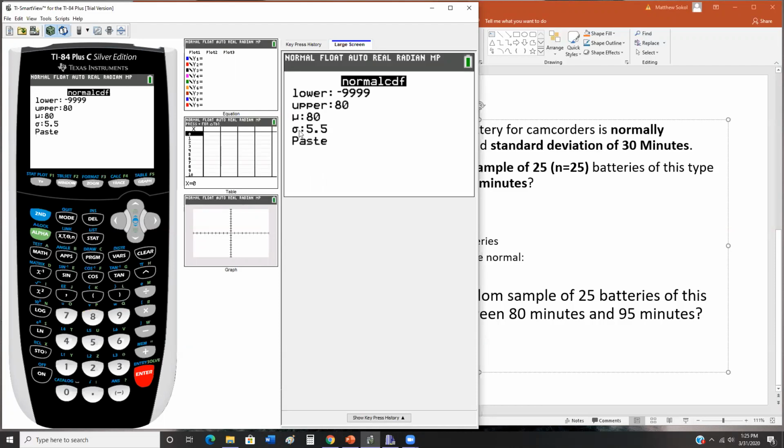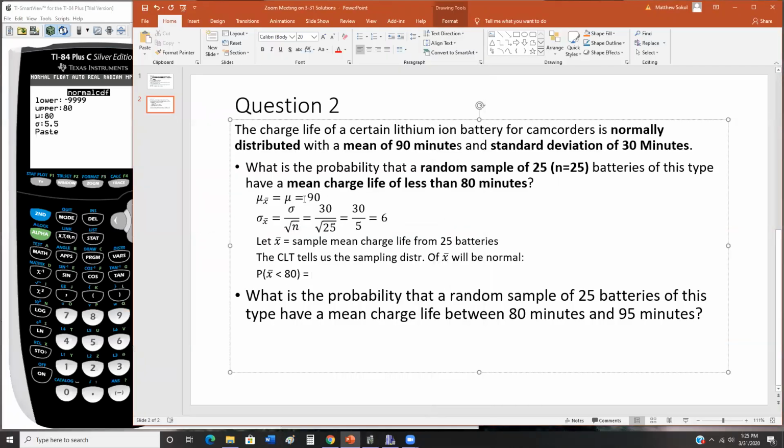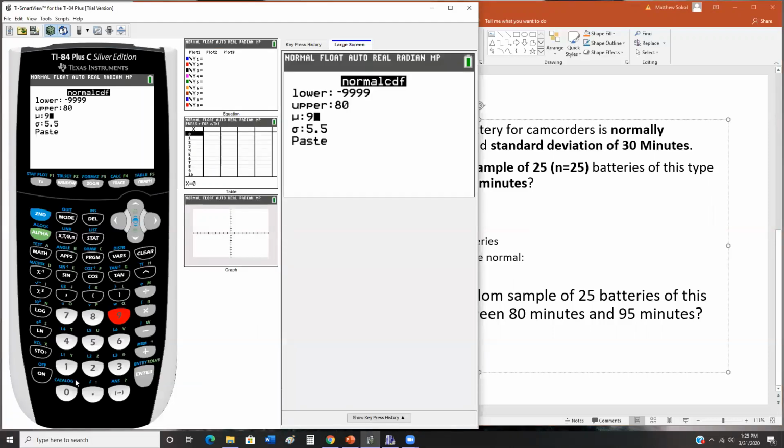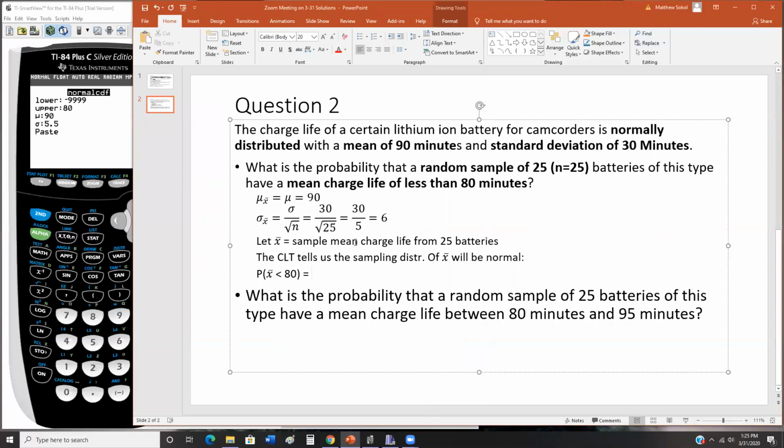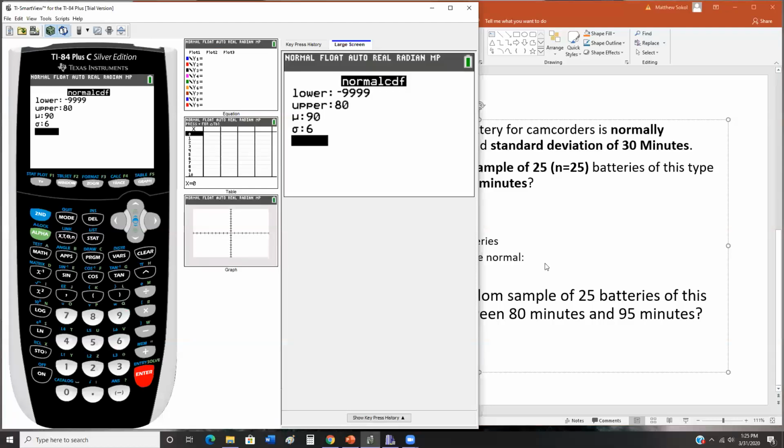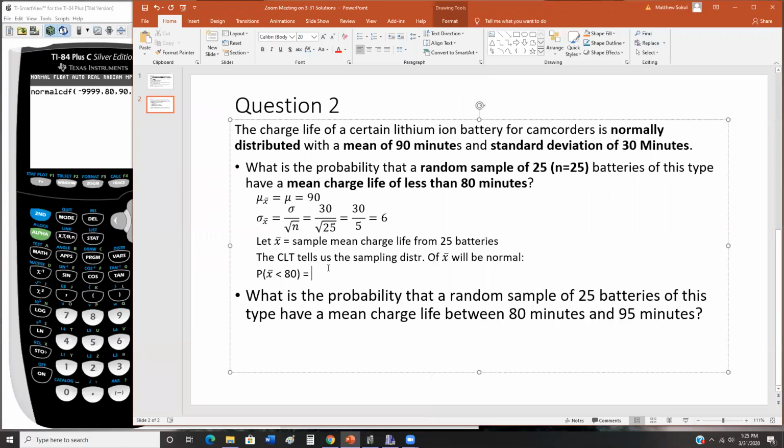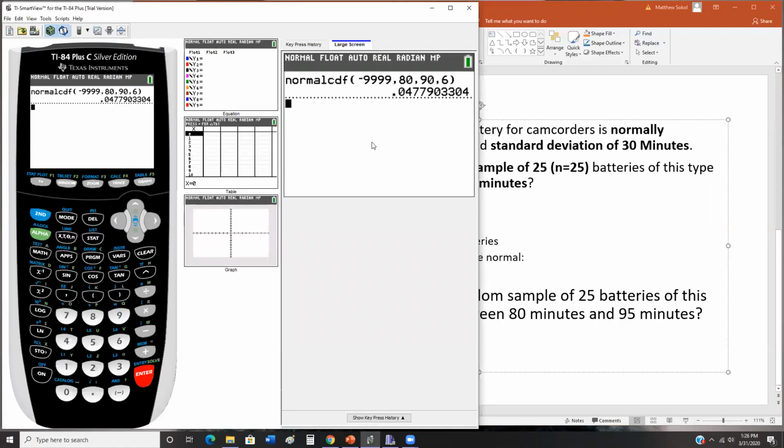And then for the mean and standard deviation, you're going to use this value for the mean, which is 90. And for the standard deviation, this is where sometimes people make mistakes with these problems. You do not use this value here. You do not use 30. You use this value that you calculated here, which is 6. So this problem is solved as normal CDF negative 999, comma 80, comma the mean was 90, comma the standard error here was 6. And this problem ends up being 0.0478 when I round it.